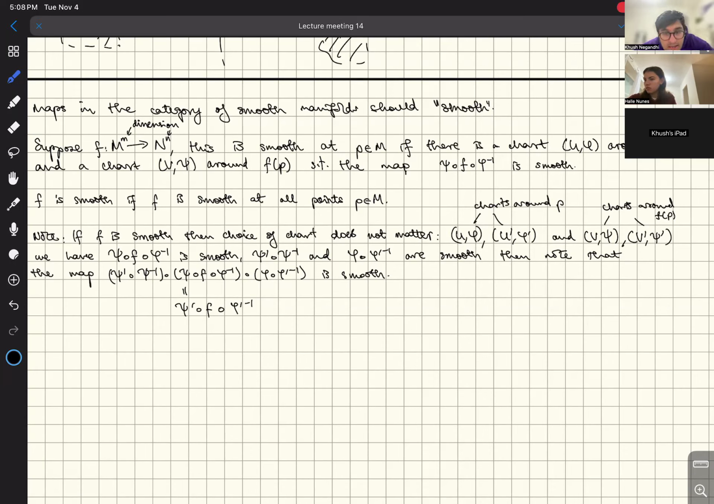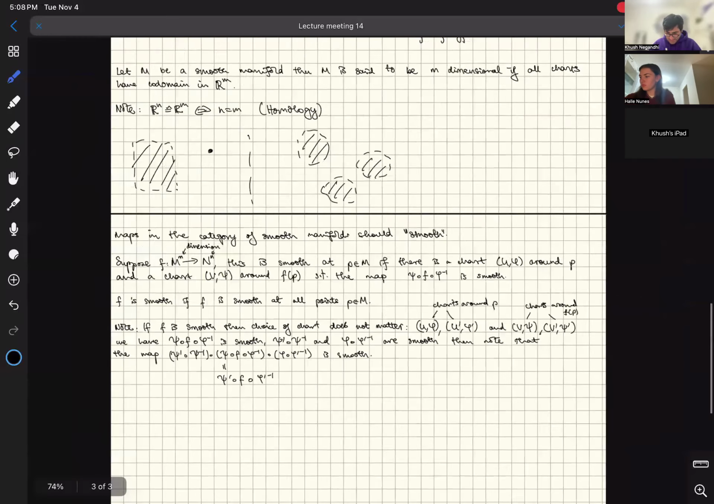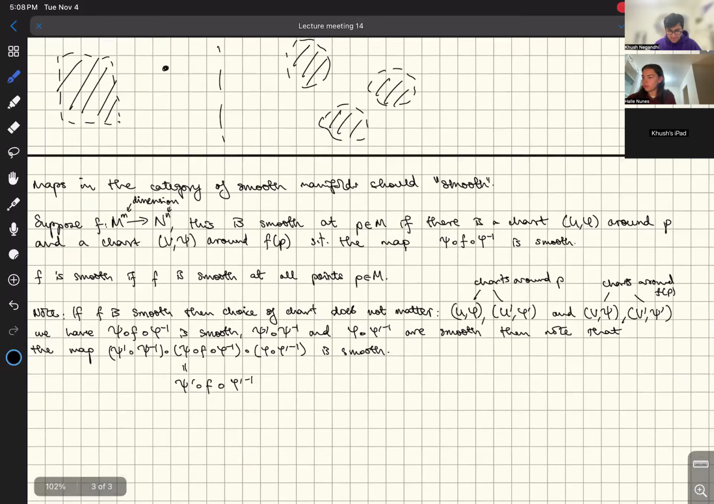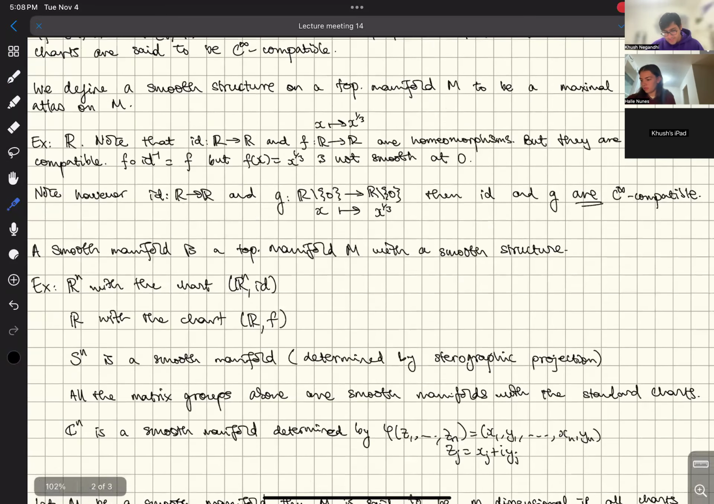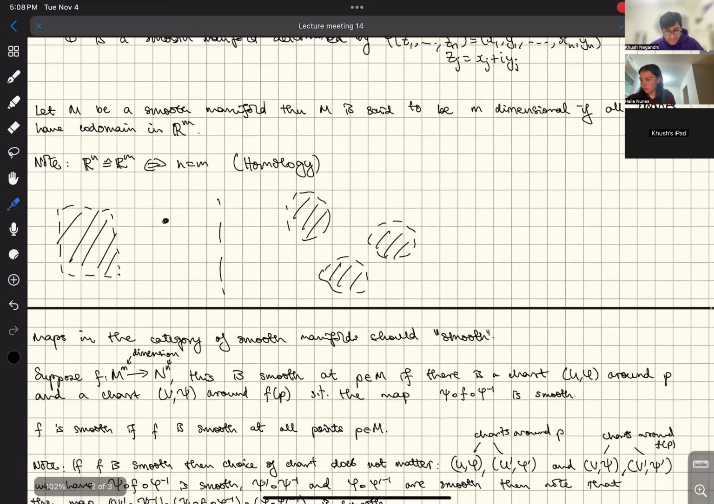I'm just seeing if I've missed anything. One thing of note is that one should be very careful about the domain and range of this map. I haven't written down the domain and range, but one should be careful about it. Same thing with the transition maps. I was just lazy.